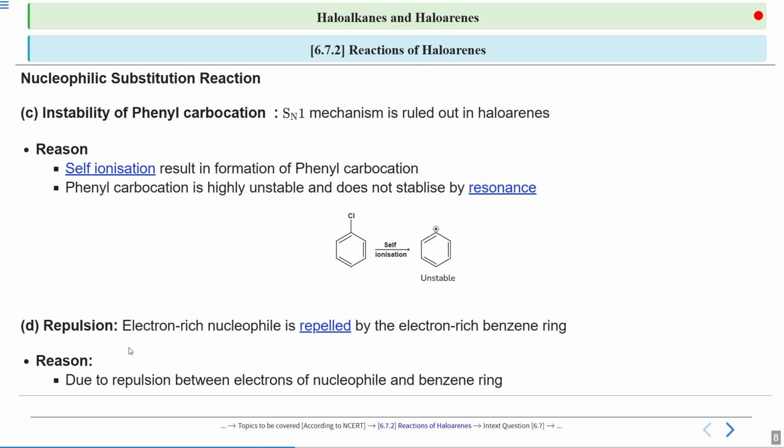The benzene ring is electron rich, and the nucleophile which is coming to attack over it is also electron rich, and due to the electrons present on both sides, we have this repulsion force in between. Due to the repulsion between the electrons of the nucleophile and the benzene ring, the repulsion factor arises, and this is one of the factors due to which the haloarenes show lesser reactivity towards the nucleophilic substitution reaction.